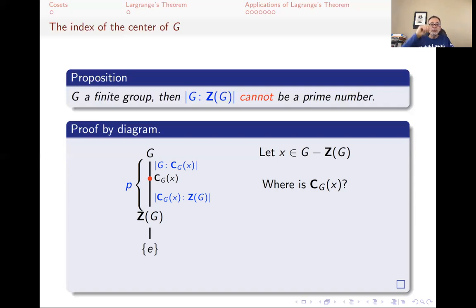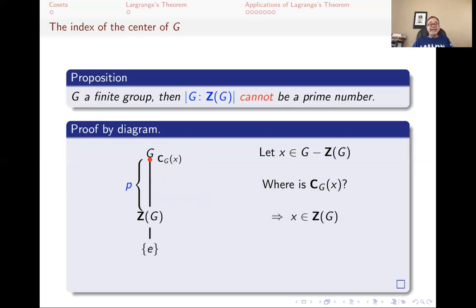There can't be anything in between, because if there was, then that prime number would have to get factored as the index of the centralizer in G times the index of the center in the centralizer. Those are mouthfuls. But the centralizer is somewhere. Where is it? Well, if it's not in the middle, then it's at one of the two ends. It can't be at the center, because X is already in it. So the centralizer is clearly bigger than the center. So it must be all the way at the top. So the centralizer must be G.